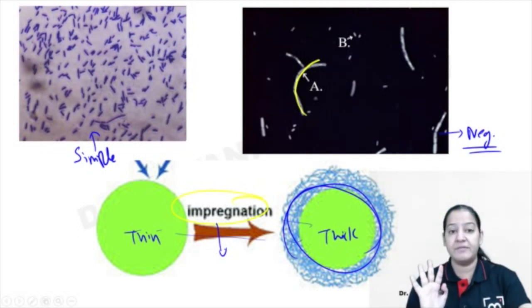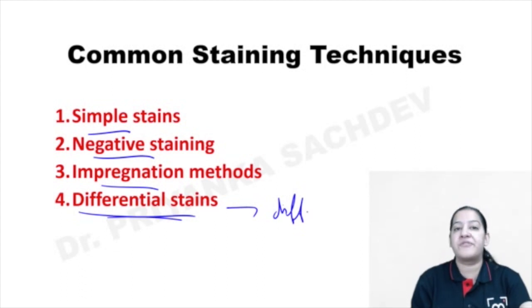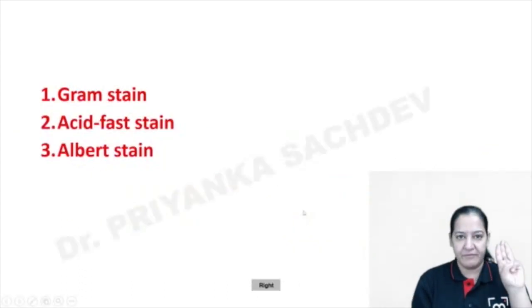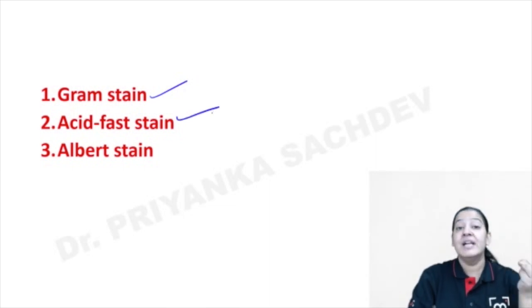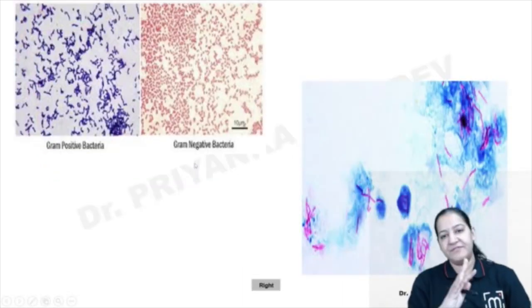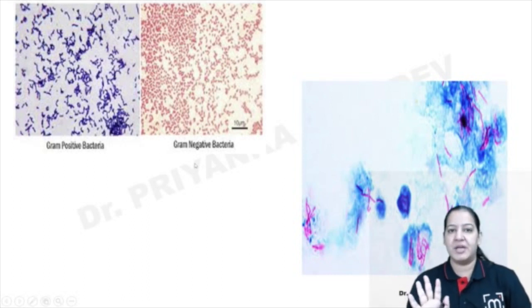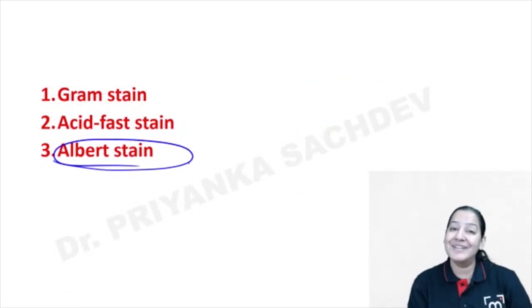So impregnation is the layering basically. After that, the fourth type of the stain is the differential stain. Differential stains give different colors to different bacteria. So there are 3 types of differential stains. Out of the 3, we have already covered gram stain, acid-fast stain. In this session, I will be teaching you first Albert stain and then some special stains like bipolar staining and all. In the gram stain and acid-fast stain, we have already covered in the last session. We have seen its principle, interpretation, diagrams, everything. Now it's time to start the Albert stain.